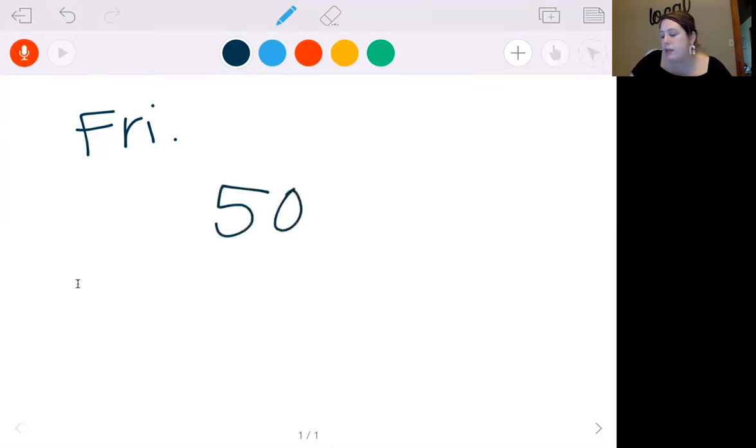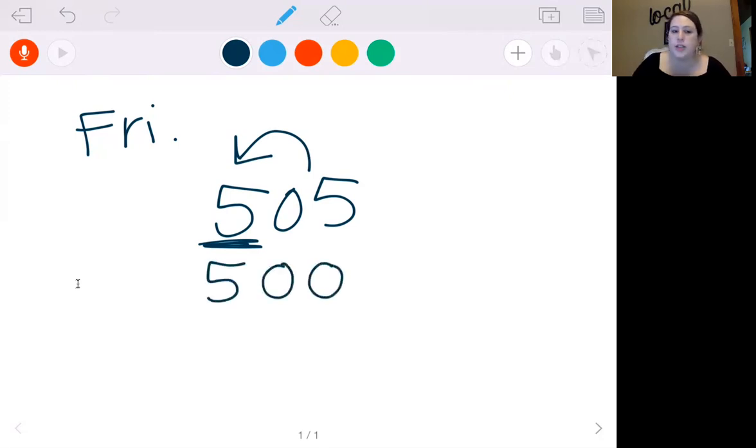If I give you a number like 505 and I told you to round it to the nearest hundred, underline the hundreds place. Look to the number next to it. 0 tells me that my 5 is going to stay the same, and everything after it changes to zeros. Okay?